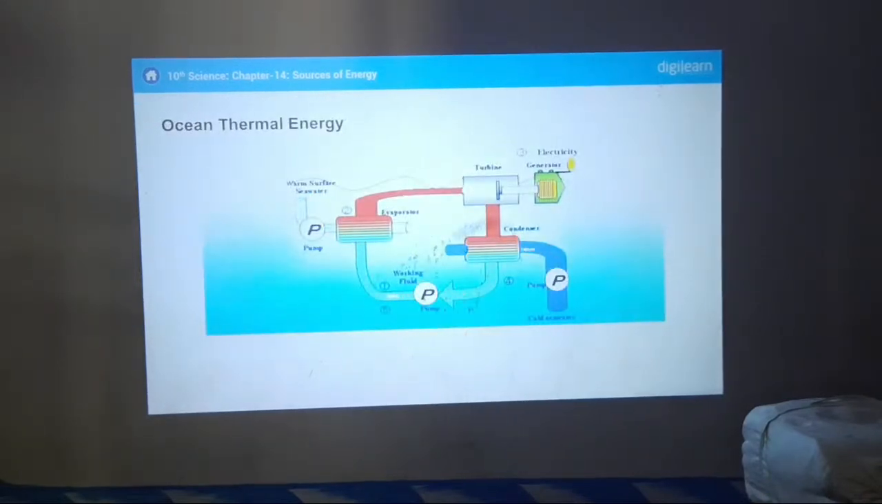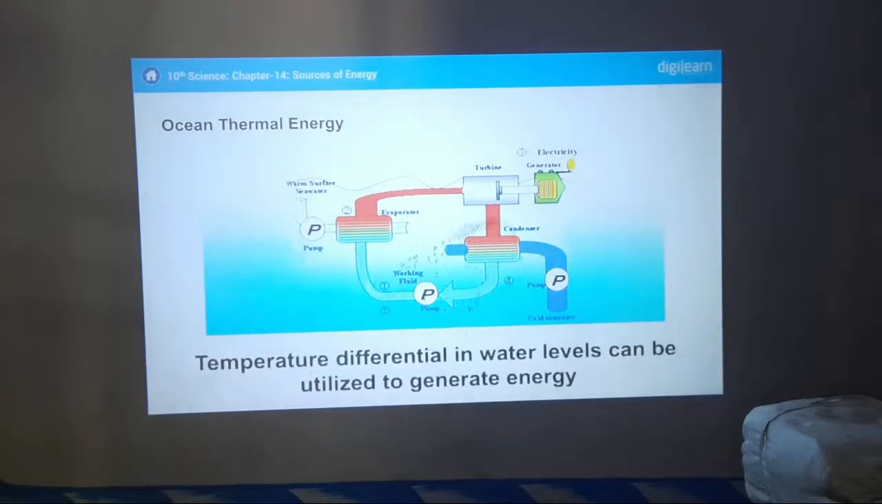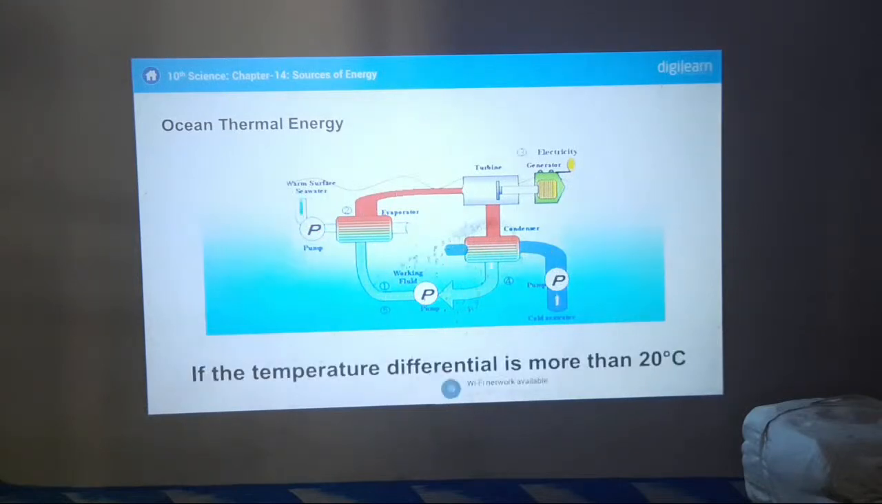Ocean thermal energy. The water at sea surface is hot during daytime, while the water at lower level is cold. The temperature differential in water levels can be utilized to generate energy. If the temperature differential is more than 20 degrees Celsius, then ocean thermal energy can be utilized from that place. For this, a volatile liquid like ammonia is boiled using the heat from the hot water at the surface.